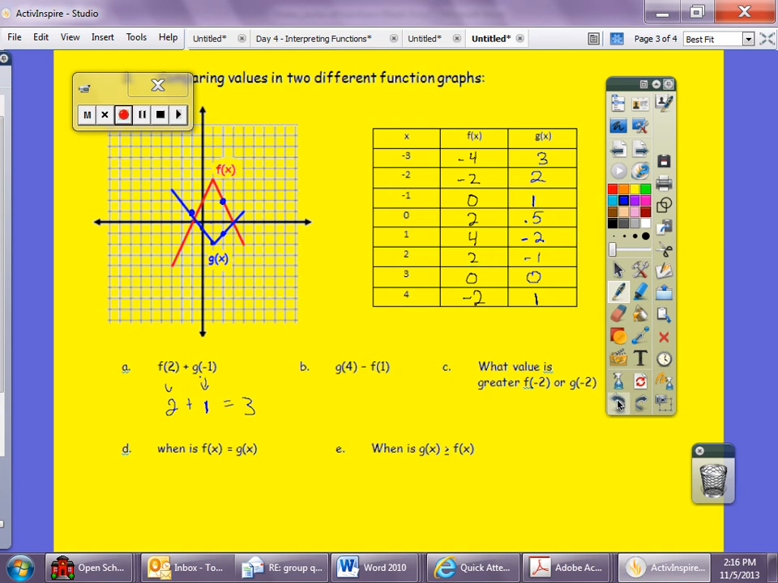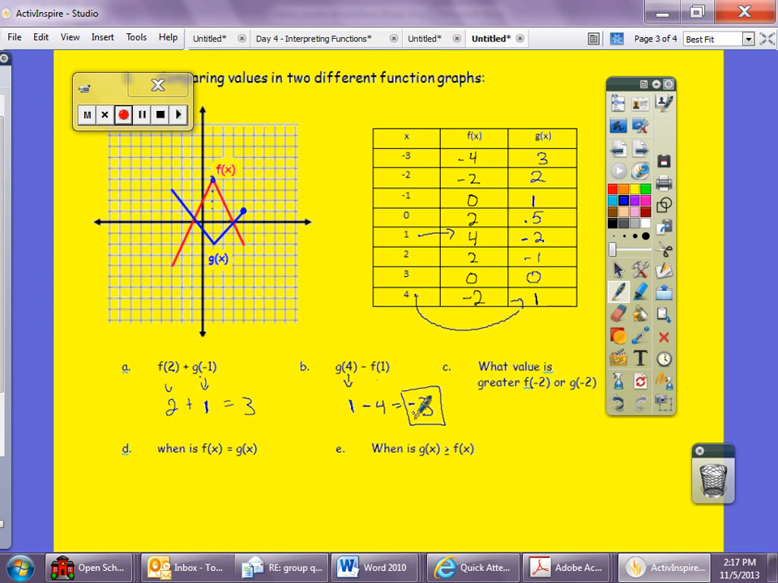And now if we look at b, g of 4. Well, we look at our g of x graph and 4, 1, 2, 3, 4. Well, that's the point 4, 1, so this is going to be 1. F of 1, well, when x is 1, that's 1, 2, 3, 4. So 1 minus 4 gives us negative 3. So g of 4 minus f of 1 is negative 3. You can look at your graph. When x is 4, g is 1. When f is 1, you get 4. So 1 minus 4 is negative 3.